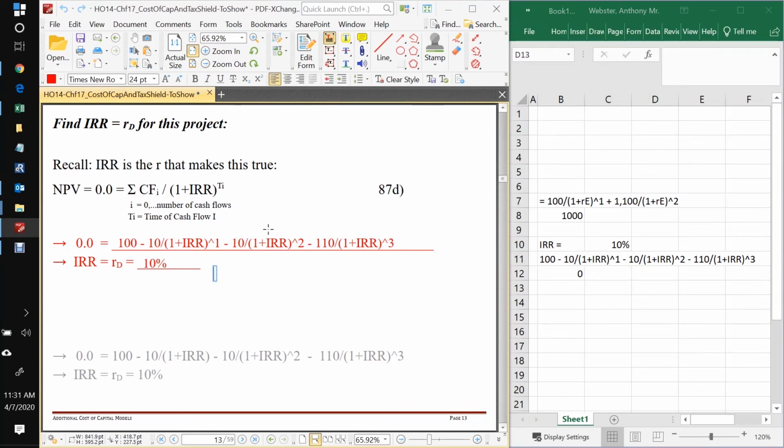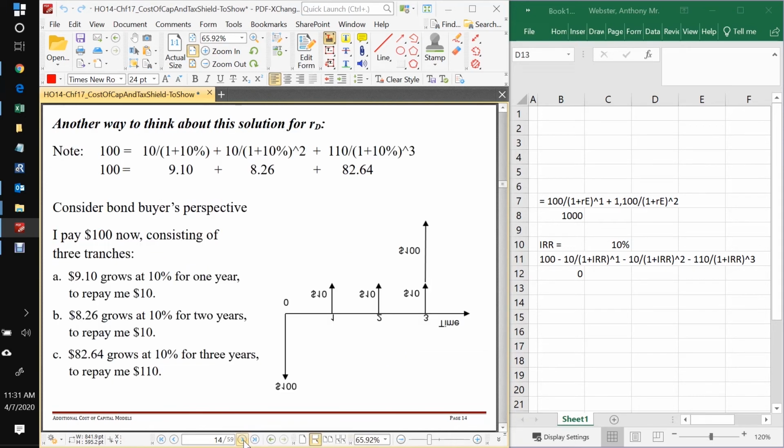So the cost of capital for this company, for this bond issuance, is 10%, which we found by using the IRR technique, and the 10% is the IRR for this project.